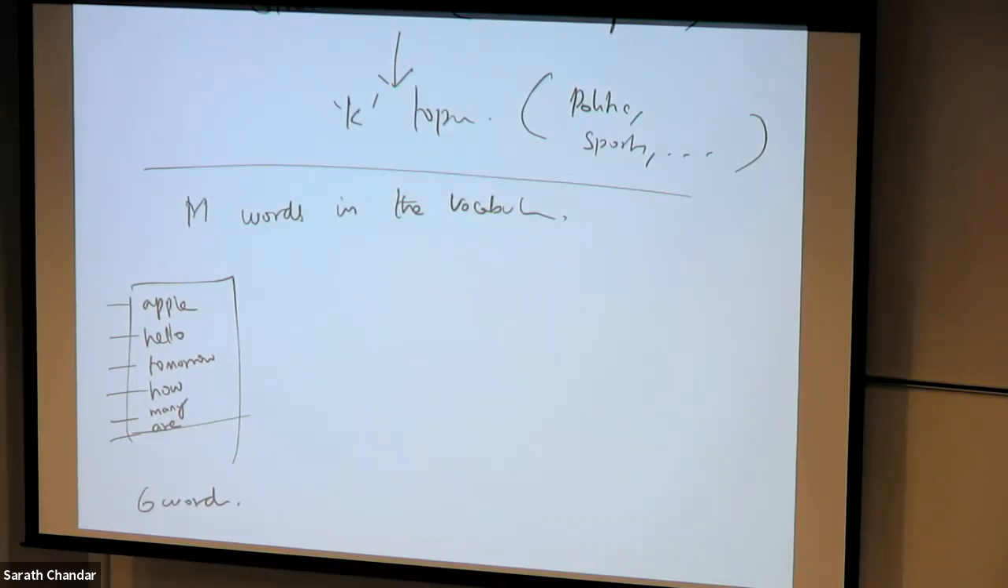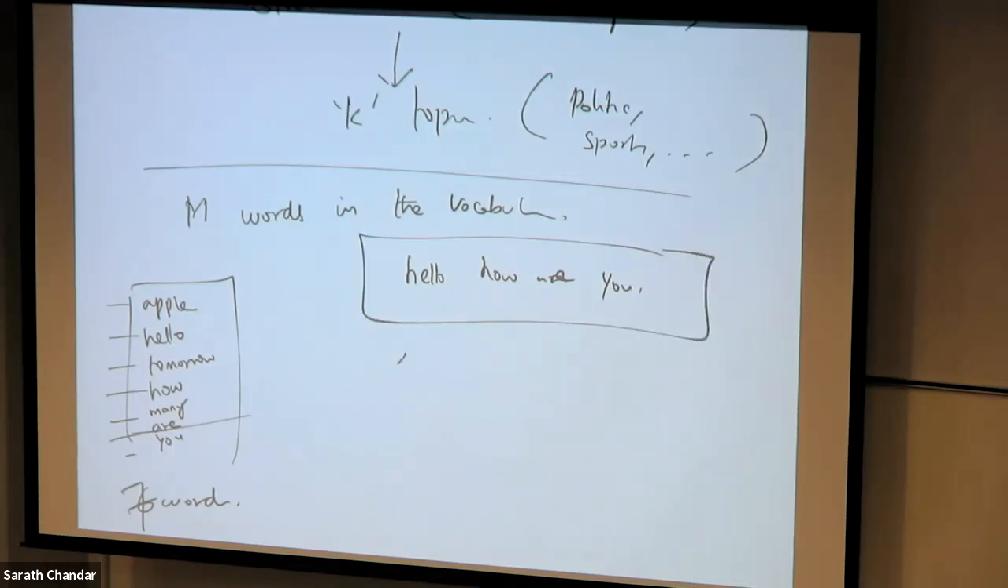Now let us say I have a document which says, hello, how are you? There is no "you" in the vocabulary, so let me add "you". Okay, 7 words. So hello, how are you? Now I can take this document and make it a vector. Is there an apple here? No. So the first feature is 0. Is there a hello? Yes. So the second feature is 1. Is there tomorrow? No. Is there a how? Yes. Is there a many? No. Is there an are? Yes. Is there a you? Yes. I took this document, which was just a bunch of words, and converted it into this vector.